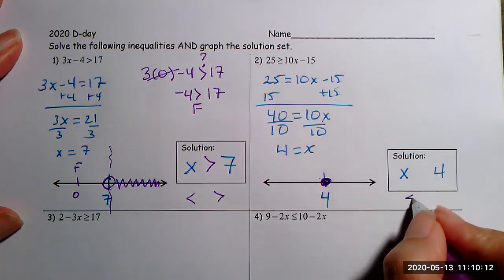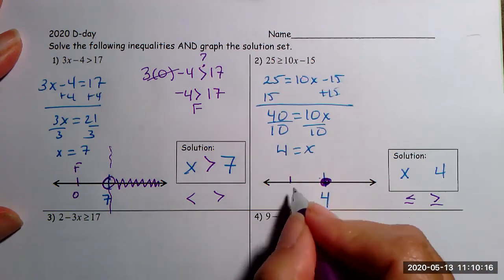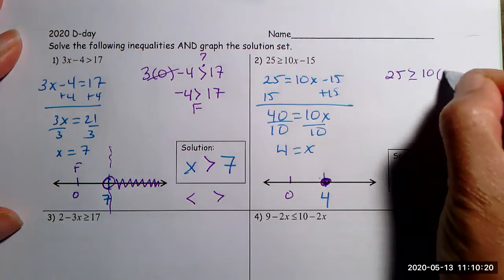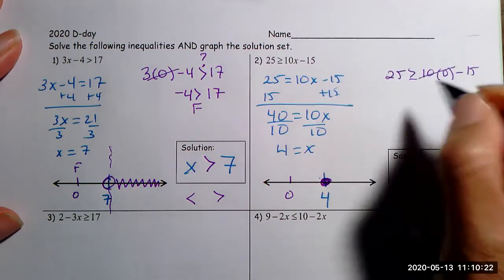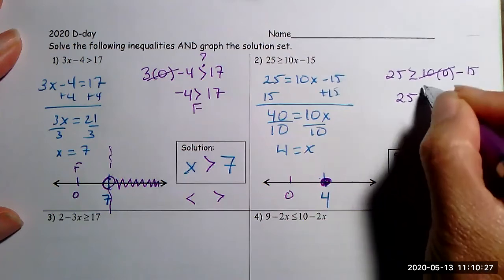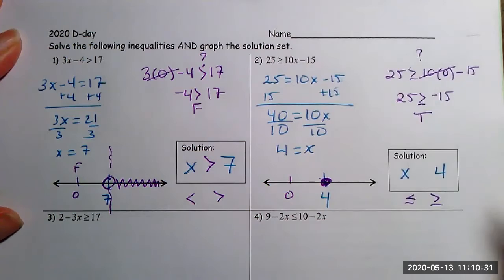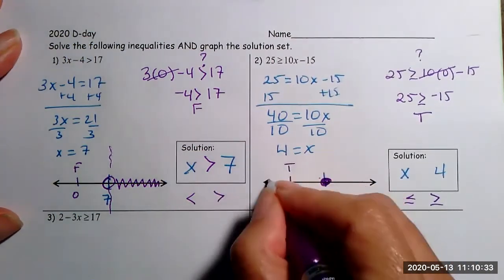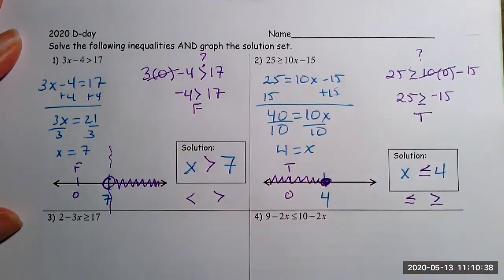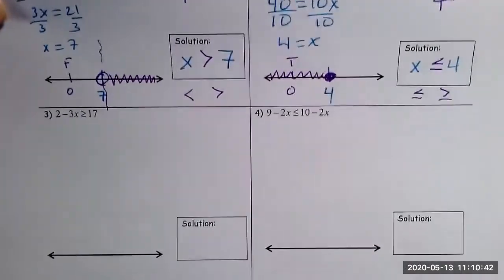So the thing is, I know it's going to either be this or this. So now I need to test a point. I'm going to test 0 again. So 25, plug 0 into here. This goes away. 25 is greater than or equal to negative 15. Is that true or false? That is true. 25 is more than any negative number. So I know I'm going to be shading in this direction. It's going to be a less than or equal to. All right. Now we have 2 more that are kind of like that.